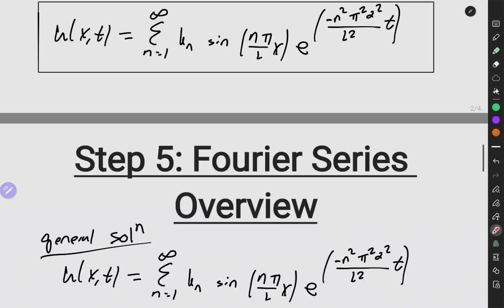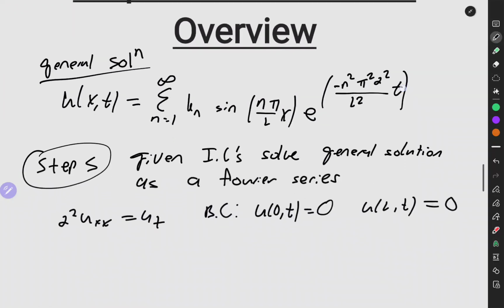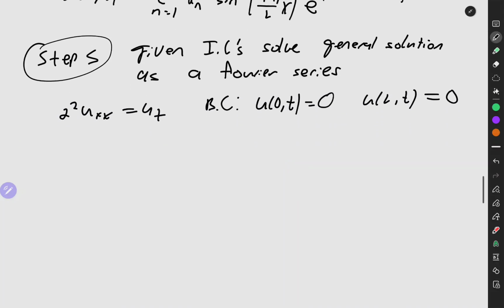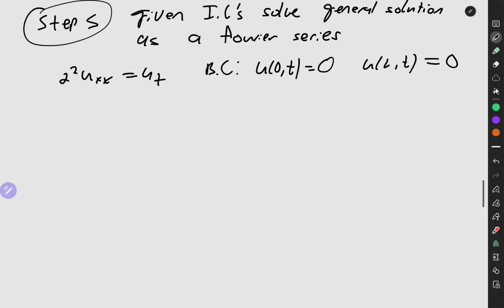So now in step 5, we're going to use this general solution in a given initial condition. And you might be thinking, well, what's an initial condition? We didn't do that yet. Well, say this is our initial setup here, correct? But we're also going to have an initial condition.